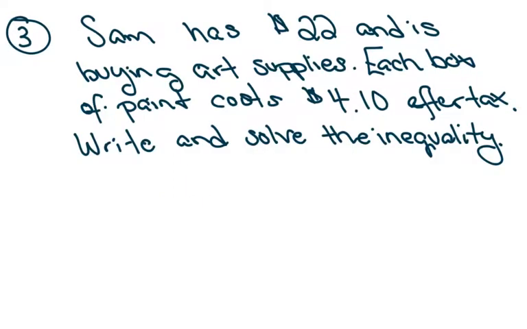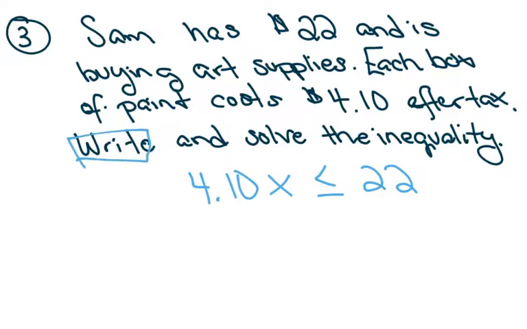Sam has $22 and is buying art supplies. Each box of paint costs $4.10. Write and solve the inequality. So Sam's going to spend his $22. He's going to be buying a bunch of paint boxes. If each paint box costs $4.10, so $4.10 per paint box, again, you can use whatever letter you'd like. He has $22 to spend, so that means he has to stay below the $22. Now, if he has $22, he could spend exactly $22 as well. So I'm going to put the line underneath. We wrote the inequality. Now we have to solve it.